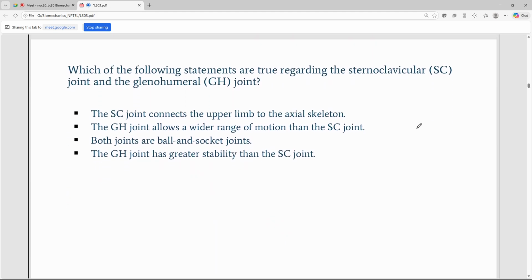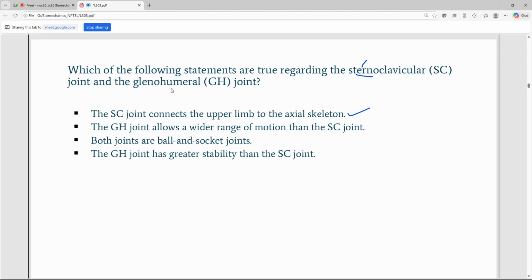If you break down the word sternoclavicular itself, you can find where the joint is if you are not remembering. The sternum is the chest bone. Clavicle is the neck bone. So the SC joint connects the upper limb to the axial skeleton. That one is true.